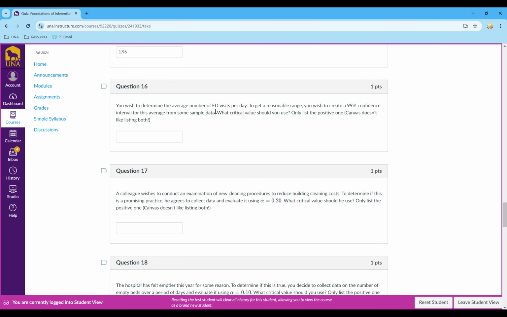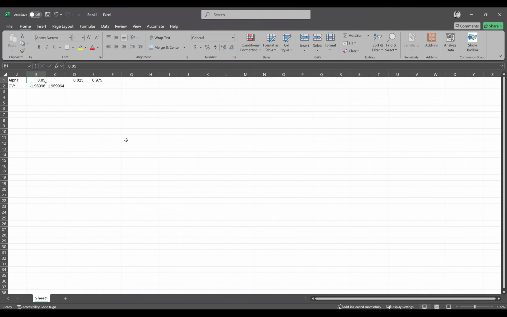All right, wish to determine the average number of ED visits per day. To get a reasonable range, you want to create a 99% interval. Okay, what critical value should you use? So I'm just going to go back to my Excel value. 99% interval is 0.01 error, and all this just automatically updates.